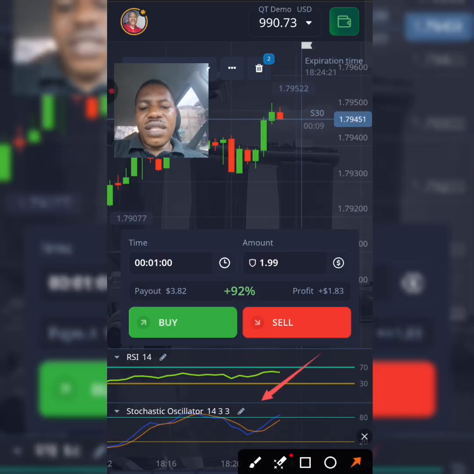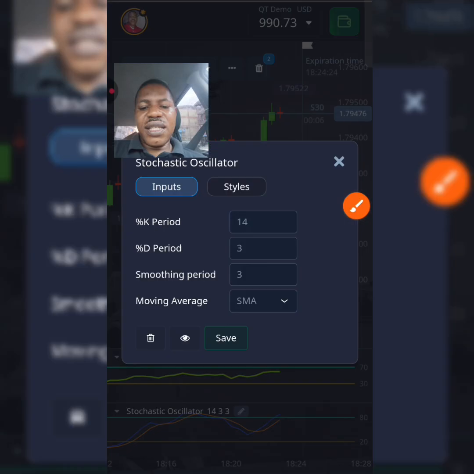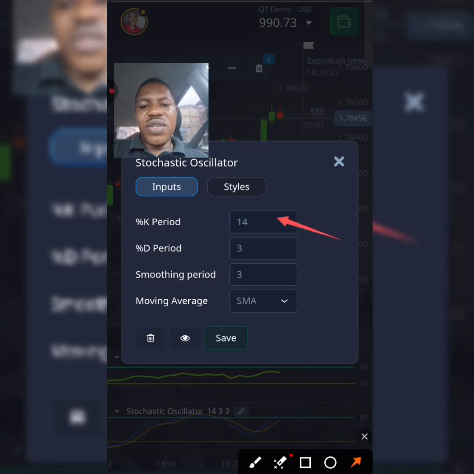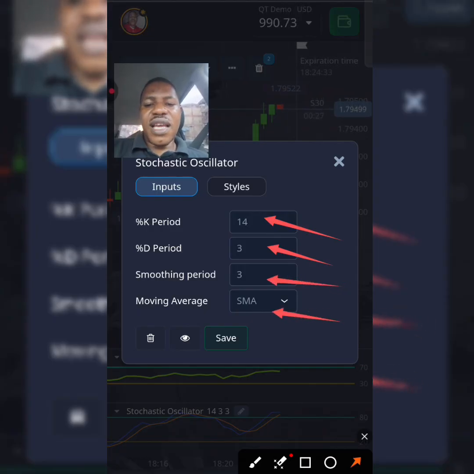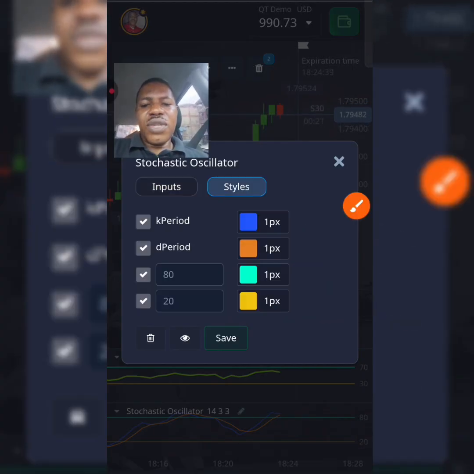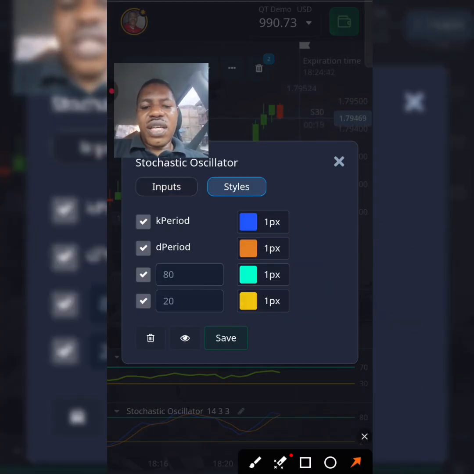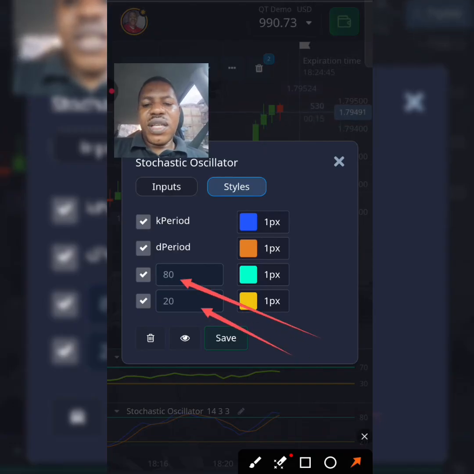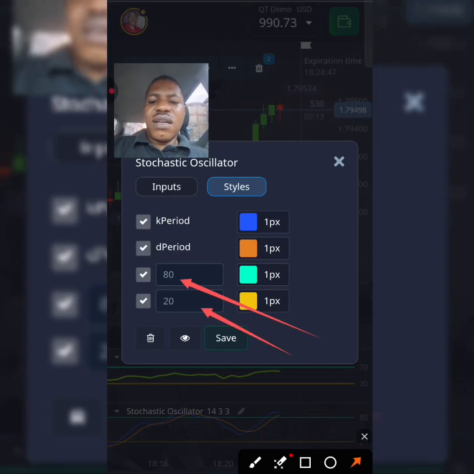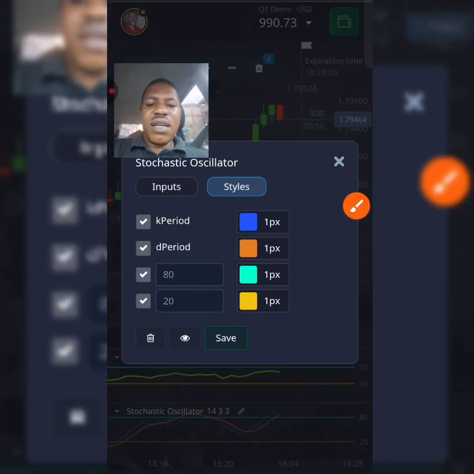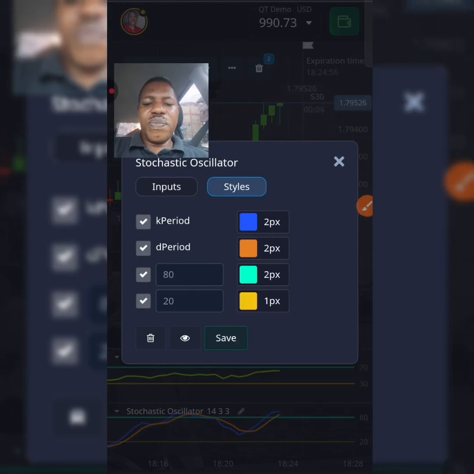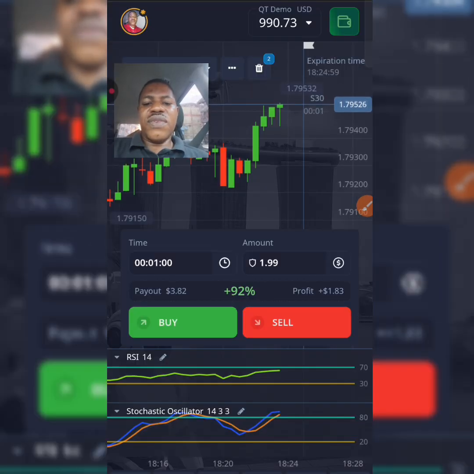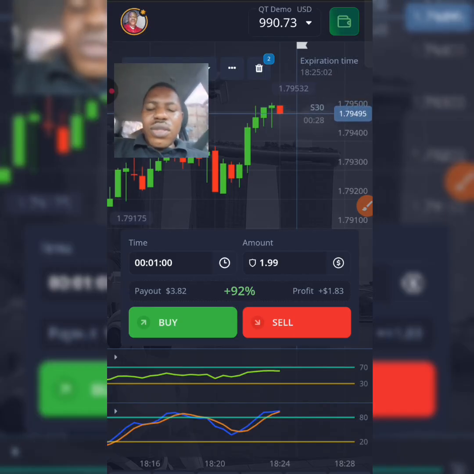Again, we'll click on this pencil right here to edit it. I won't change anything, just make sure the K period is 14, the D period is 3, the smooth period is 3, and it is SMA. Let's go to the style. I'll just make it thick. Make sure the oversold and overbought is 80-20. Just make the line thick to make it more visible. I'm using 2 pixels, and at the end I'll click on save. That is all. Now, how do we use this strategy?